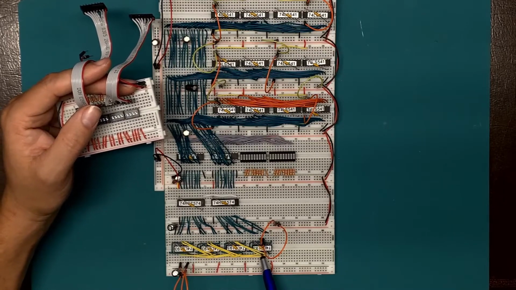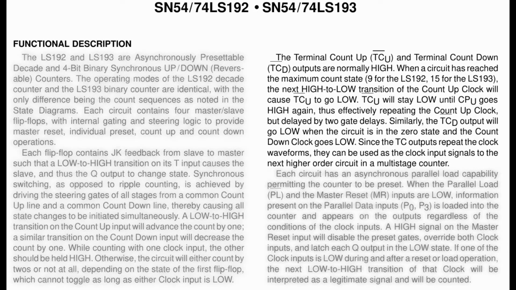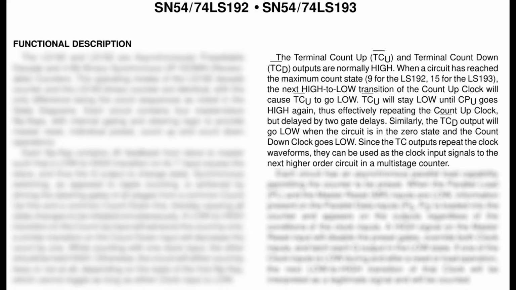Now, what's interesting about that, if we look at the specification, what you'll see, and I'm reading in the right-hand column here, is that the terminal count up and the terminal count down outputs are normally high when a circuit has reached the maximum count state of 15 for the LS183. The next high to low transition of the count up clock will cause the terminal count up to go low, and will stay low until the clock pulse up goes high again.